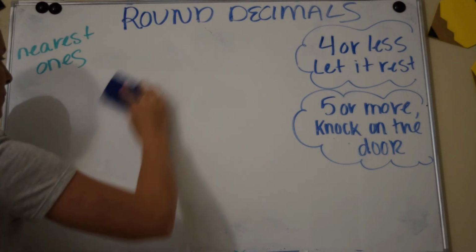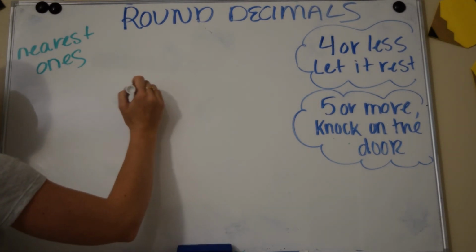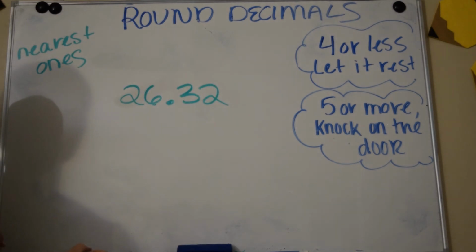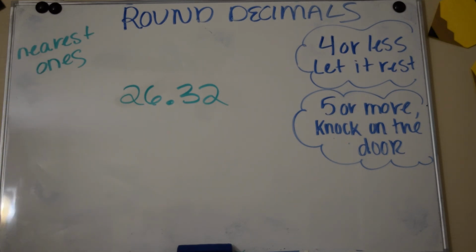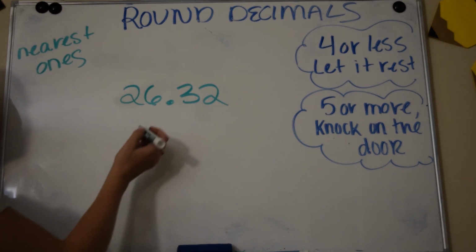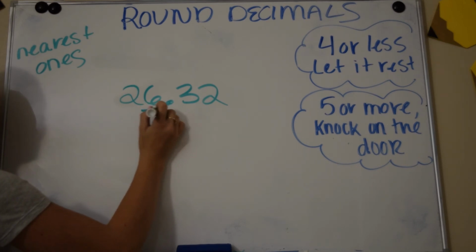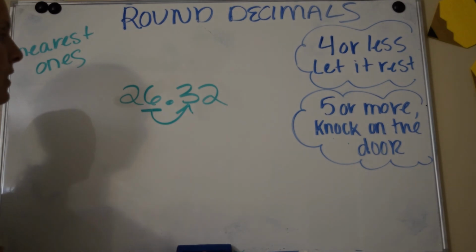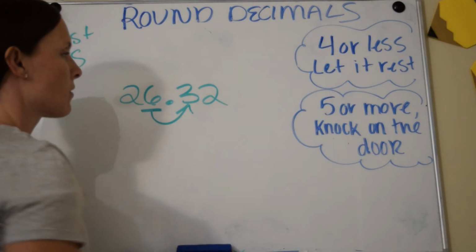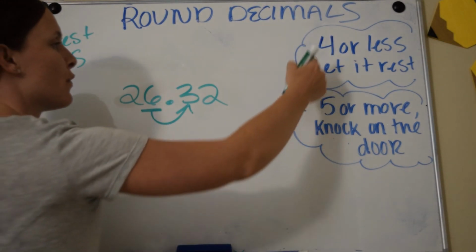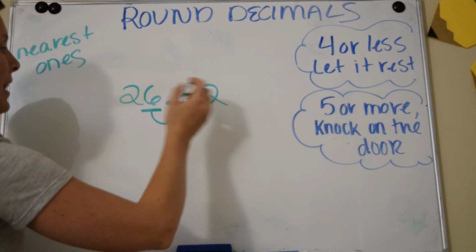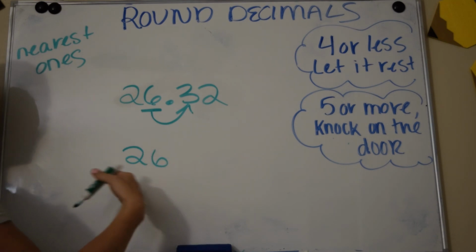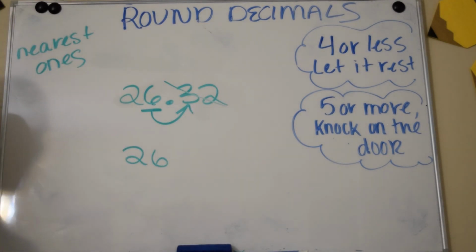Let's do another one. What if I had 26 and 32 hundredths? But I still want to round the ones place. So go ahead and underline the digit in the ones, which happens to be this 6 right here. Look to the right. It's a 3. So it's 4 or less, which means we let the 6 rest. So it just becomes 26, and everything to the right goes away.